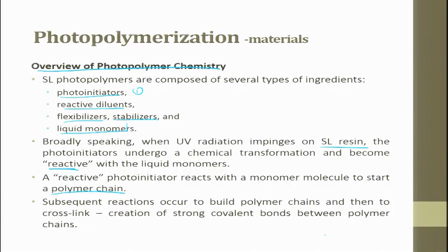So, if you go back and see the previous diagram where I had beautiful star figures, these figures are photoinitiators. Subsequently, reaction occurs to build the polymer chain and then to cross-link, creation of strong covalent bonds between the polymer chains. Okay, covalent bonds are always strong. So, photoinitiator: initiator means starter, photo means light. So, photoinitiator means a light which initiates. So, how does this light initiate? Somebody should have a liking towards that light. So, that fellow is called a photoinitiator.